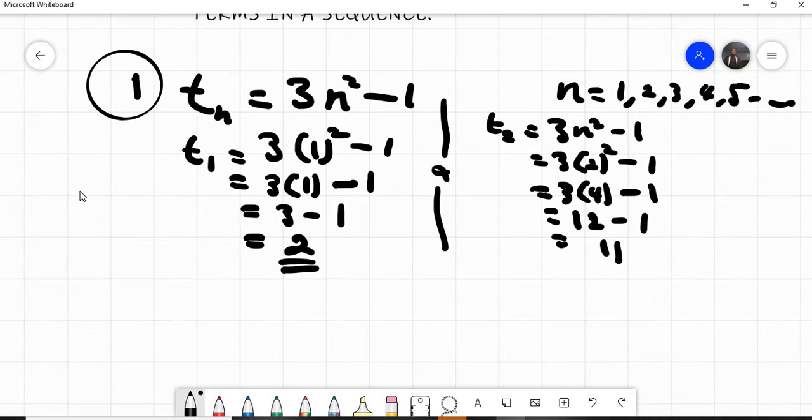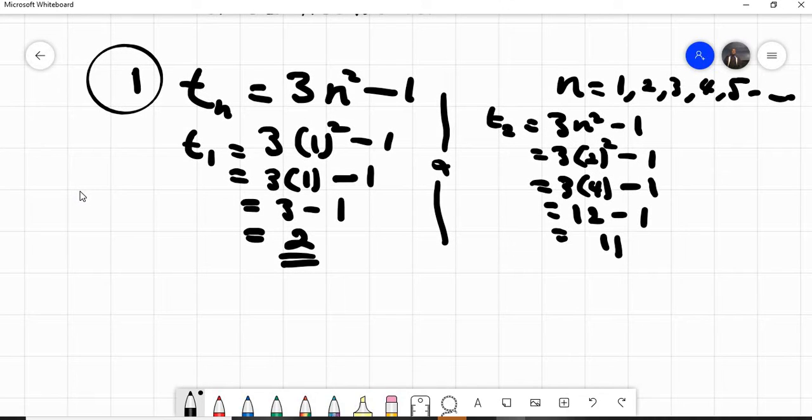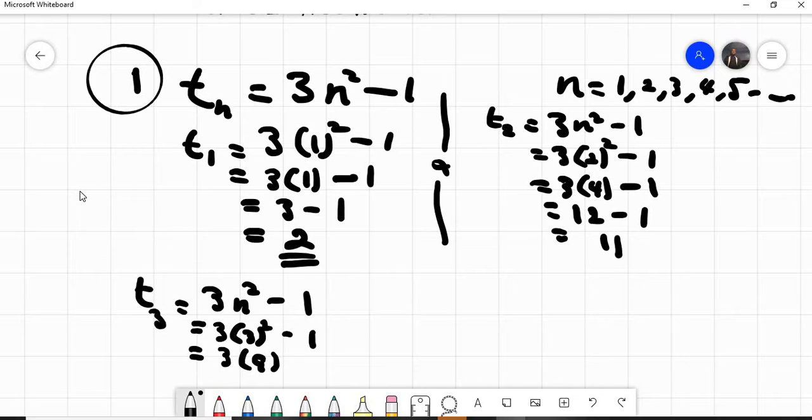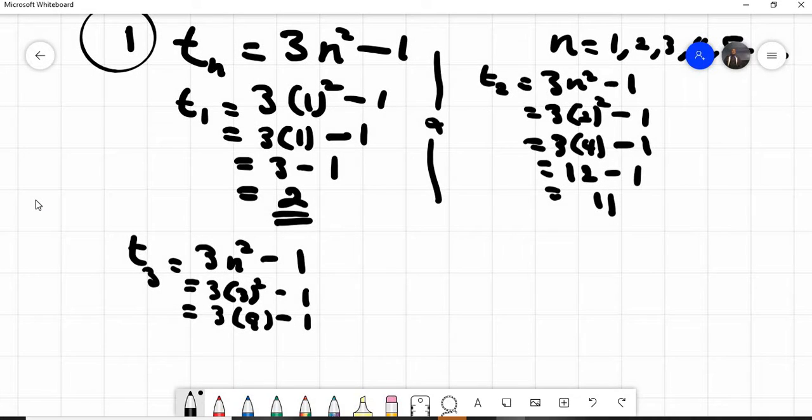And so we're going to write T3, T4, and T5. We're going to continue like that. What is T3? We write the formula first, 3n squared minus 1. So this equals 3 times 3 squared minus 1, which is 3 times 9 minus 1, and then 27 minus 1, which is 26. So T3 is 26.